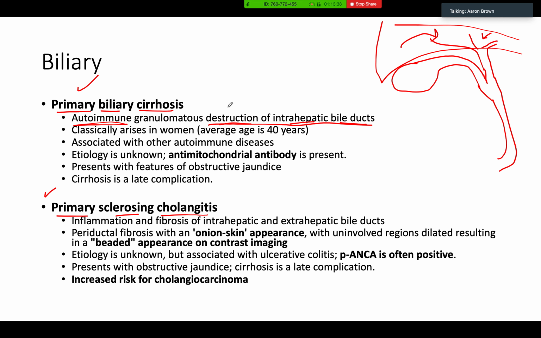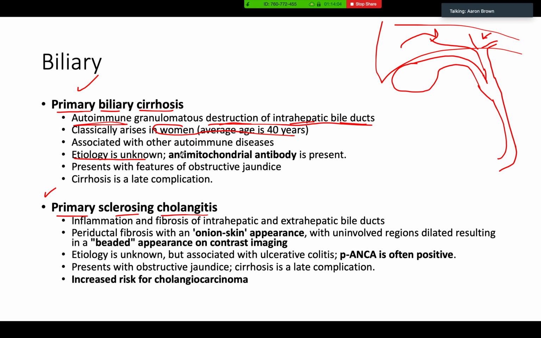Okay, this is associated with women. Average age is going to be 40 years. It's autoimmune. Autoimmune you always associate with women, right? That just happens to be the case. Not trying to be misogynistic or anything here. This is just medicine. Autoimmune conditions are associated. Women tend to get them more than men, unfortunately. We're not really sure why it happens.